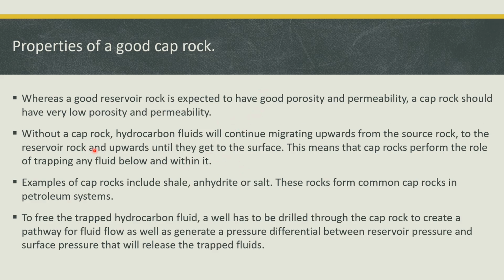It's significant because if we don't have a cap rock, hydrocarbons will continue to migrate upwards from the source rock until they get an obstruction, and if there is no obstruction in their movement, they'll eventually end up at the surface. So the cap rock has the role of trapping any fluid below and within it. Examples of cap rock are shale, anhydrite or salt. These rocks are common cap rocks in petroleum systems.